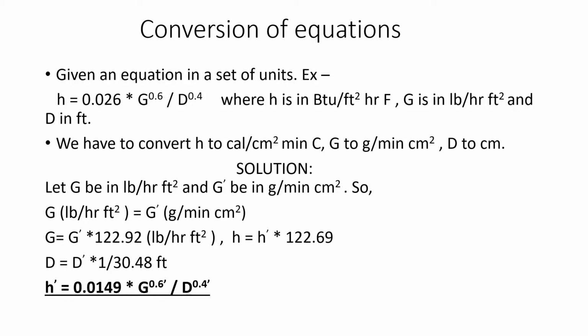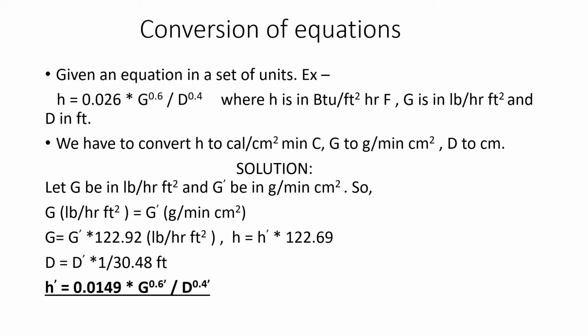The given equation is in FPS units, where h is the convective mass transfer coefficient, G is the mass flow rate, and D is the diameter. So we have the units of all three, h, G, and D. The question will be to convert the given equation into an equation where all three, h, G and D, are in the given set of units.